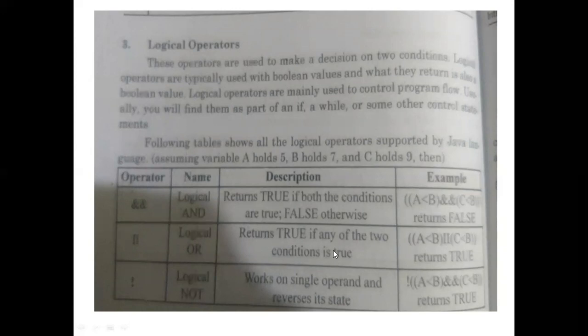It will return true if any of the two conditions is true. So this is just the opposite of logical AND. Here, if any of the conditions returns true, then this expression returns true. Here a is less than b is true, and c is less than b is false. So true, false will return true.